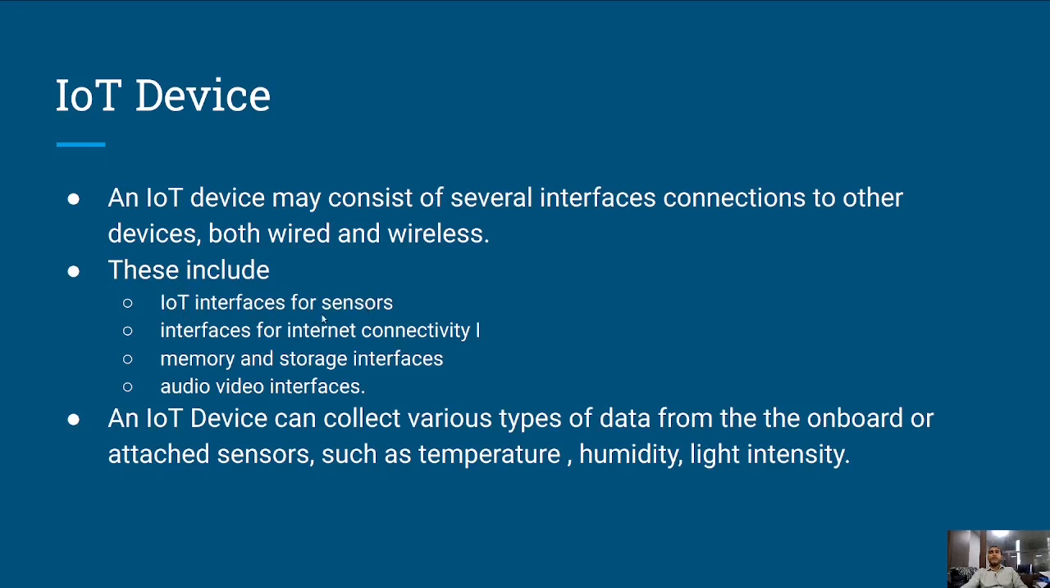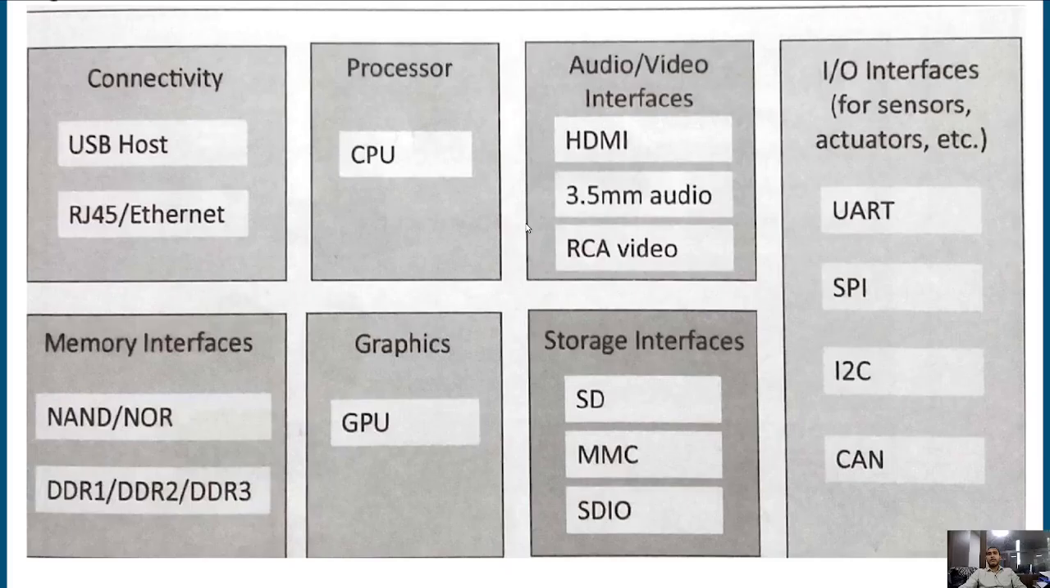These include the IoT interfaces for sensors. Similarly, for internet connectivity also we need some interfaces. It can be a LAN interface or an IEEE 802.11 Wi-Fi interface. Then again, memory and storage interfaces, audio and video interfaces are also required in some IoT devices. So an IoT device can collect various types of data from onboard or attached sensors, such as temperature sensors, humidity, light intensity, and whether any motion is there in a room or not. All these kinds of things can be easily detected using an IoT device.